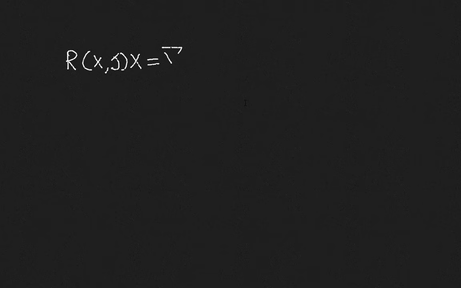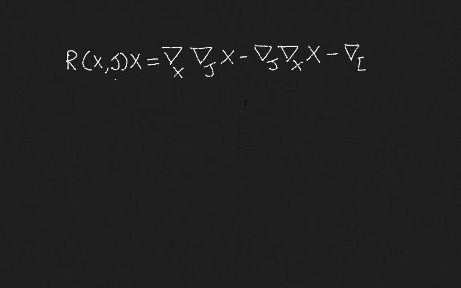Curvature is how much the two covariant derivatives do not commute. So the covariant derivatives in X and J, even taking into account how much the two vector fields do not commute. So this is the curvature.